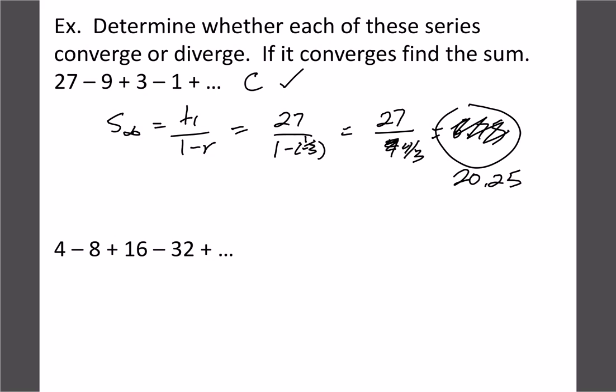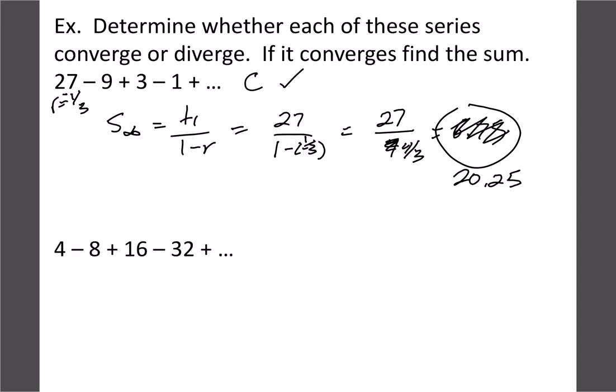Okay, so now what we were doing before, if we go 27 minus 9 plus 3 minus 1 and add a third, and then minus a ninth, and so on, we're getting an answer right around 20. If we keep on going, you can see it's not going to change that much as that fraction gets smaller and smaller. So 20.25 is the correct answer. So just be careful, our R was negative 1/3, so we have to make sure we put that in the formula.